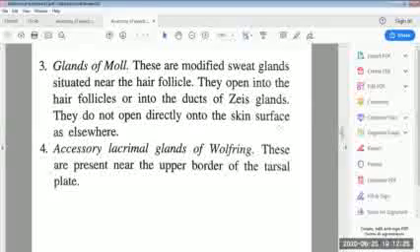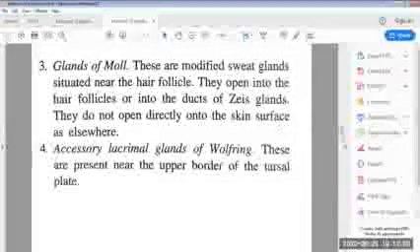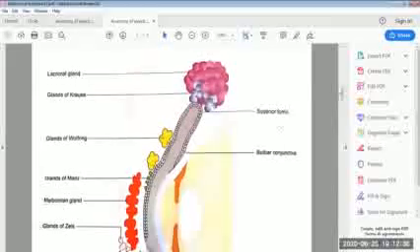These are present near the upper border of the tarsal plate. Here you can see the yellow color glands. These are the glands of Wolfring which are present at the upper borders of the tarsal plate.